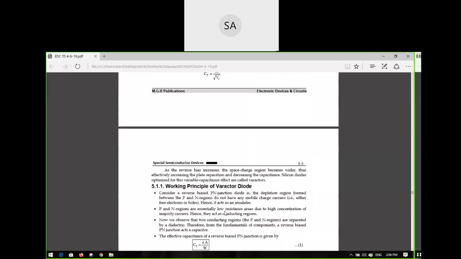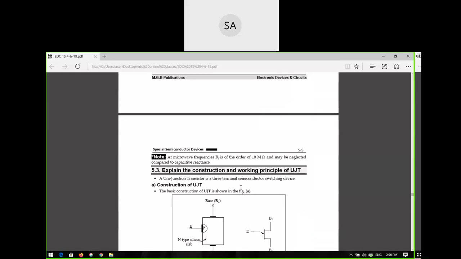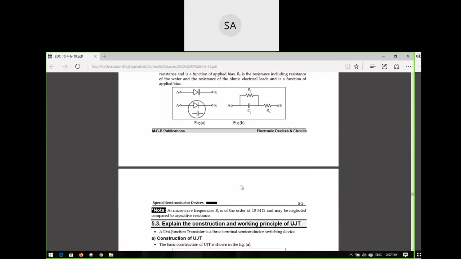So what is the characteristic? What is the relation between the reverse bias voltage and the variable capacitance? When reverse voltage increases, capacitance decreases, sir. Very good. It is inversely proportional, and that depends upon the type of junction. If it is a step or abrupt junction, the n value is equal to 1 by 2. If it is a linearly graded junction, the n value is equal to 1 by 3.